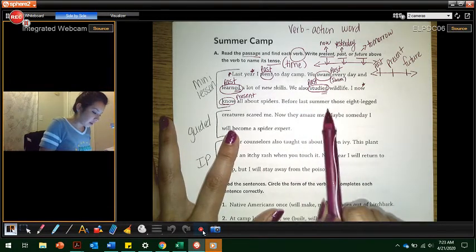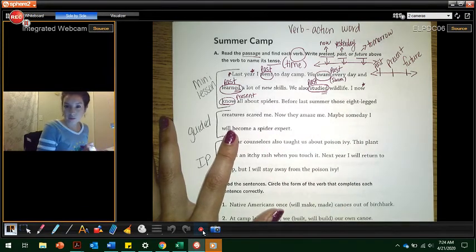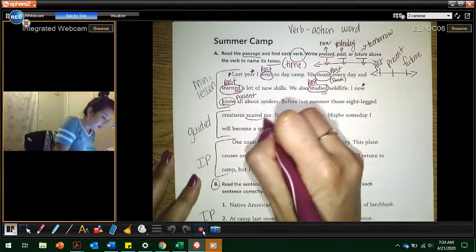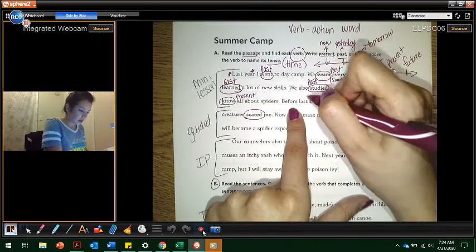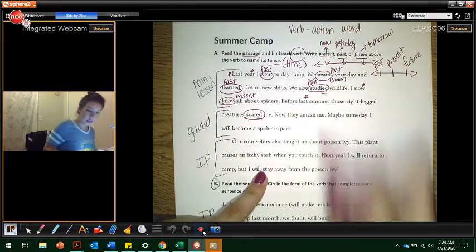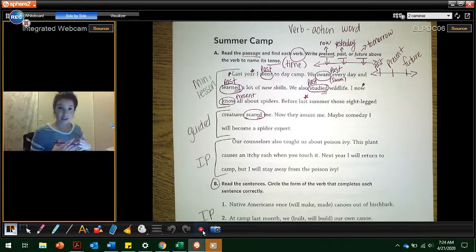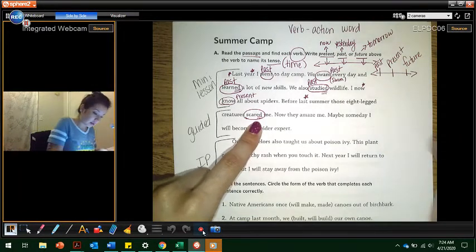Before last summer, those 8-legged creatures scared me. What's the action word here? Well, they scared him. Okay? Look at our time words here, our context clues. And we have our special ending, ed. So when we're creating past tense verbs, mostly we add ed, right?